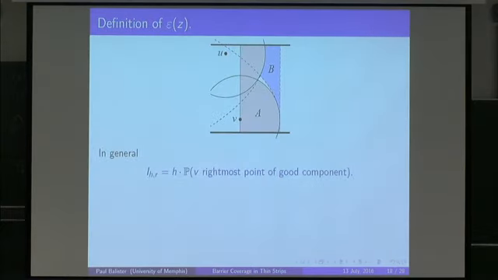So in general, how do you count breaks? Well, you count good components. It's a one-to-one correspondence, except at the beginning and the end. Okay. How do you count good components? You count them by their last vertex. So the intensity of the IHR is basically just the intensity of vertices, which is h per unit length, times the probability that a uniformly chosen one of these vertices actually turns out to be the rightmost point of a good component.